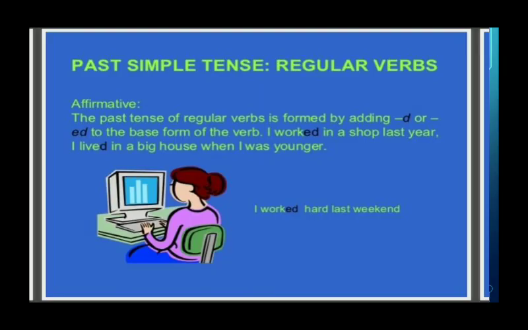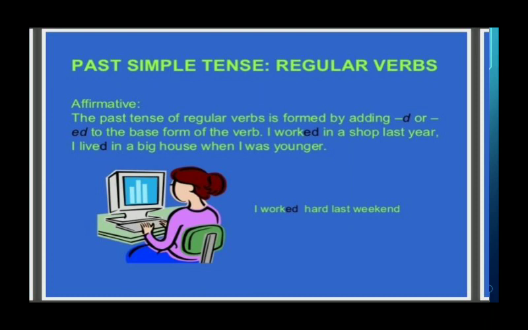And next thing, affirmative sentence. The past tense of regular verb is formed by adding D. You all have studied in your previous class about the regular and irregular verbs. So, for the regular verbs in simple past tense, we add D or ed to the base form of the verb. Suppose that work. So after adding D or ed, it has now become the simple past tense.